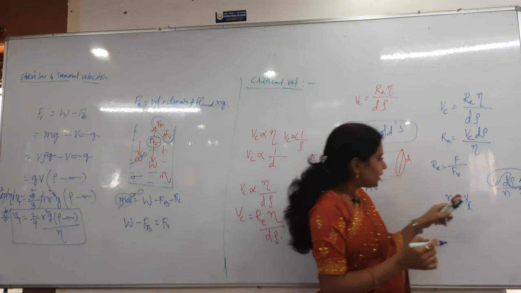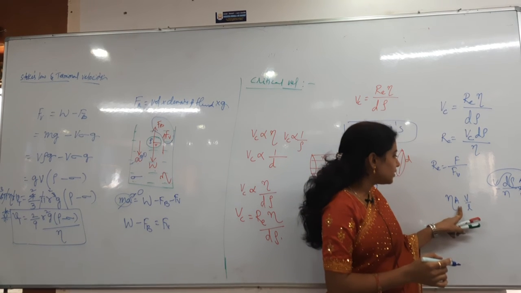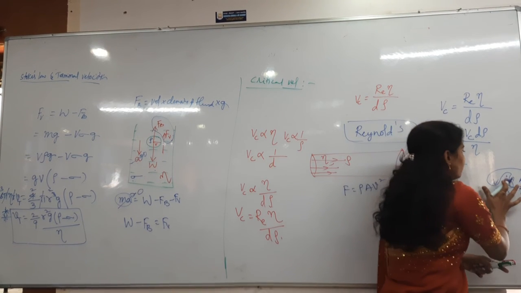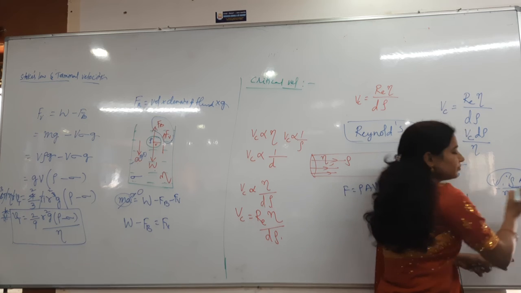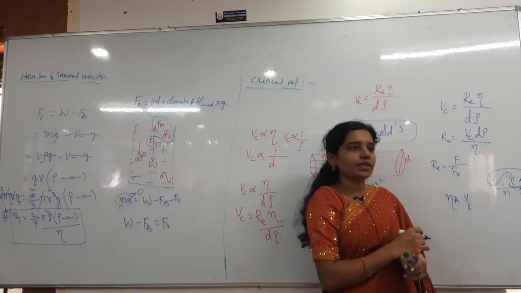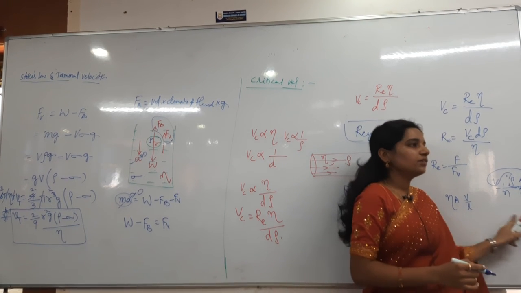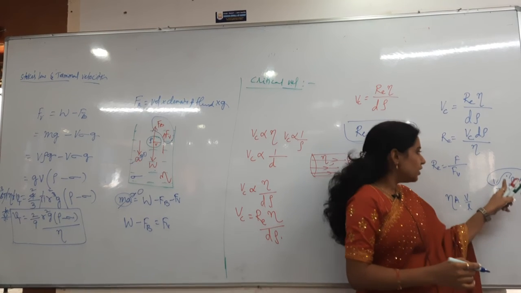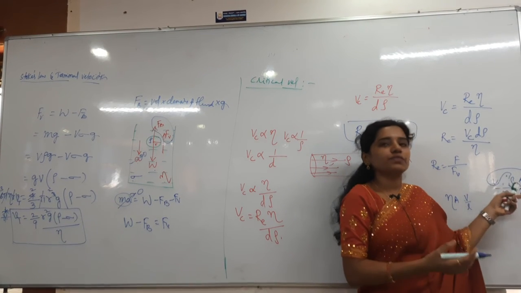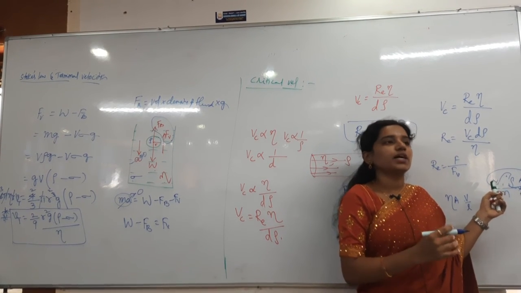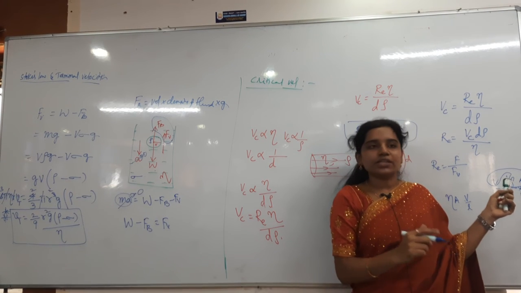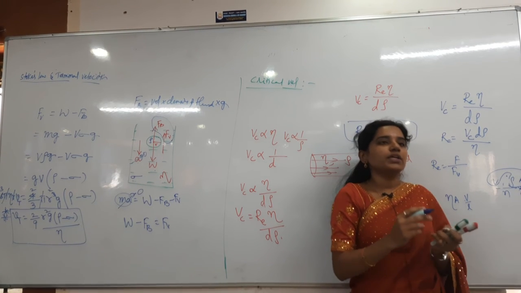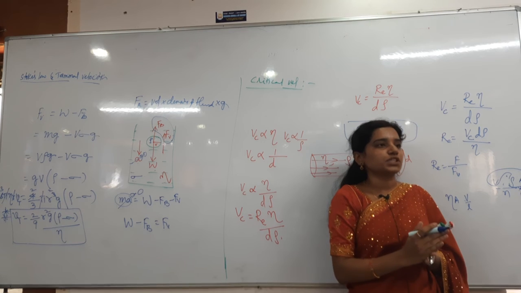Next, what is remaining here? Eta A is remaining, divided by V, and this diameter I will get here: eta A into V by D. So this is which force down? Viscous force. On the top, that force is known as the inertial force. The Reynolds number is the ratio of inertial force to the viscous force.